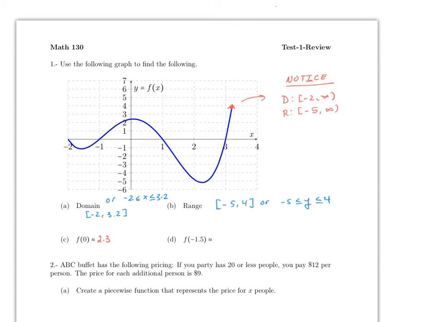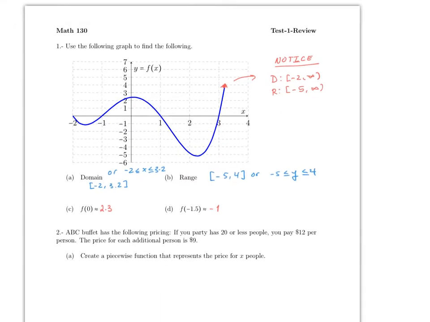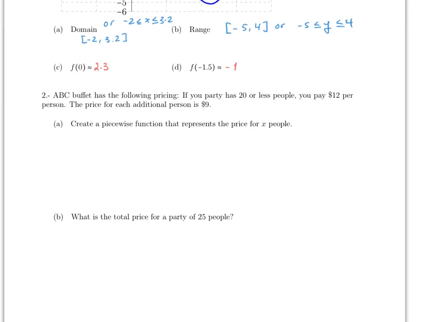Then in Part D, it's asking you what's the value when x is negative 1.5. Negative 1.5 is here, so this is around -1. And that's it. All right, let's move on to question 2.